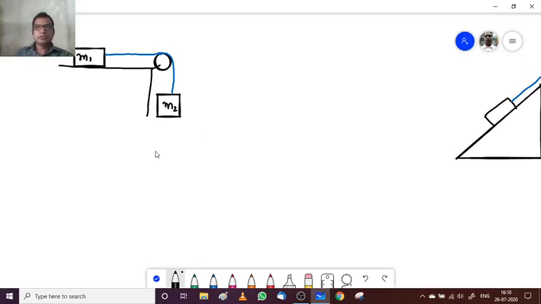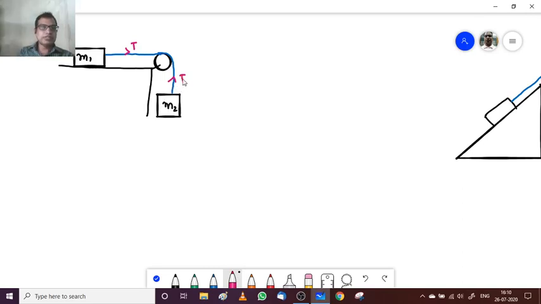Hello everybody. Today let's look at the application of Newton's law in our physical examples. Here we have an arrangement where m1 and m2 are two masses attached with a string. When these two masses are attached with the string, there will be a tension between them. And we know that tension is a force which will always act away from the body.